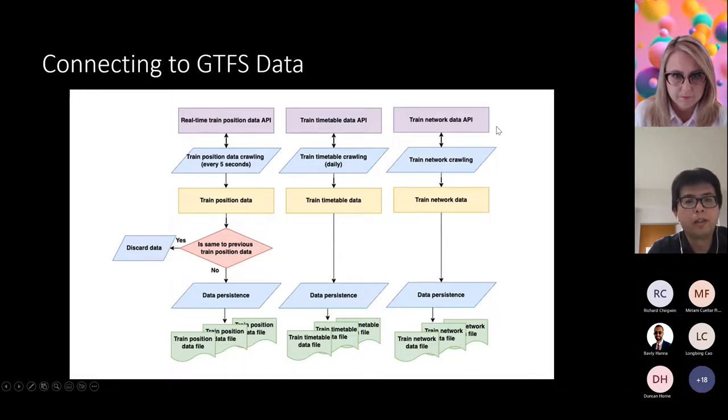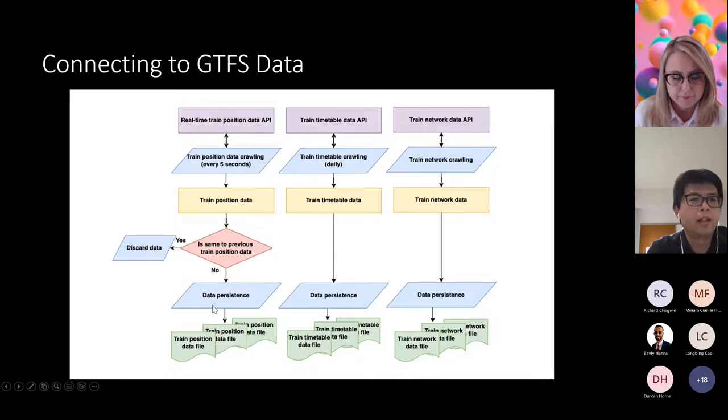To connect the real-time train position data, we have a data collecting service, which sends data polling requests to the data API every 5 seconds. After receiving the data, we will check it. If the data is the same as the previous one, then we discard the data. Otherwise, we will append the data to the database or a data file.